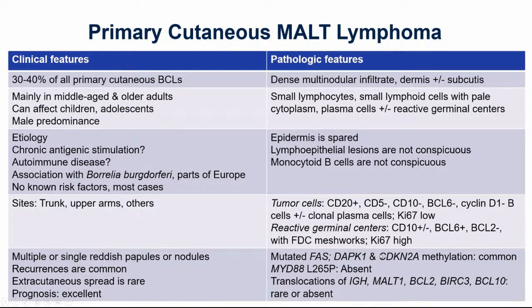As far as underlying genetic events, fairly common findings include mutations of the FAS gene, or methylation of the promoters of DAPK1 and CDKN2A. The MYD88 L265P mutation that is commonly found in lymphoplasmacytic lymphoma and primary cutaneous diffuse large B-cell lymphoma, leg type, is absent. And translocations of IGH, MALT1, BCL2, BCL6, BCL10 are either rare or absent. We don't expect to see them.